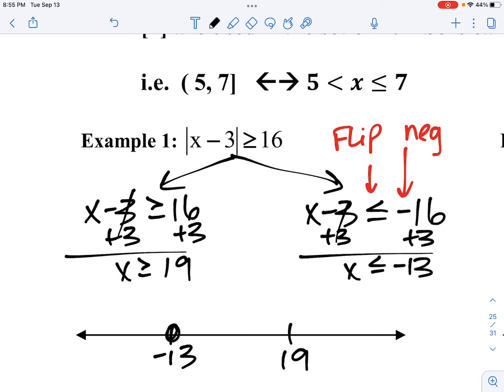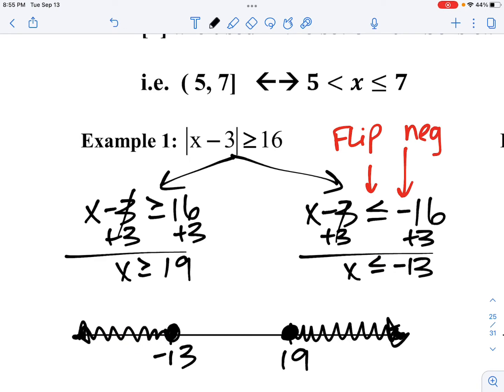These are both closed circles because they have the equal bar with them. And which way do I shade for the 19? To the right. That means like this. And which way do I shade for the negative 13? To the left. That means I go like this.